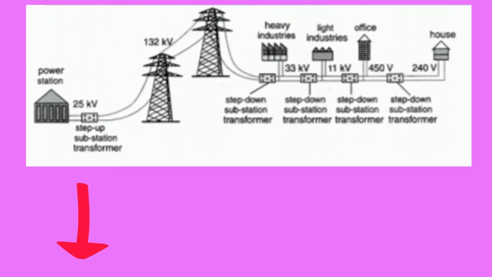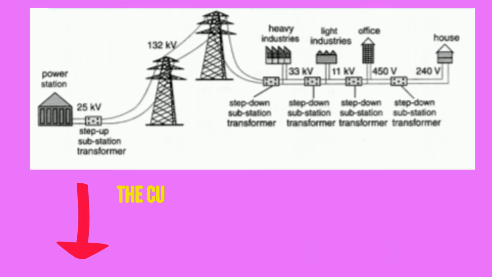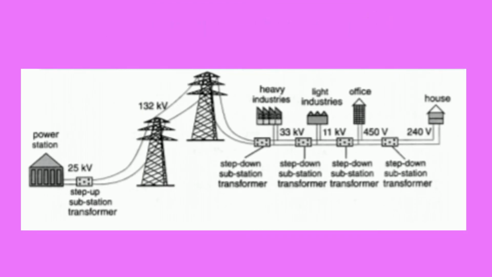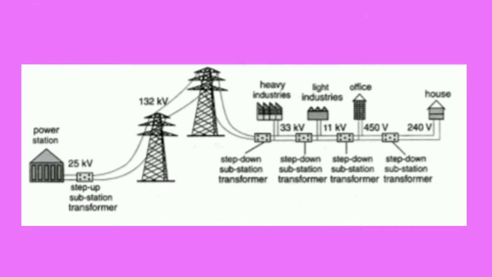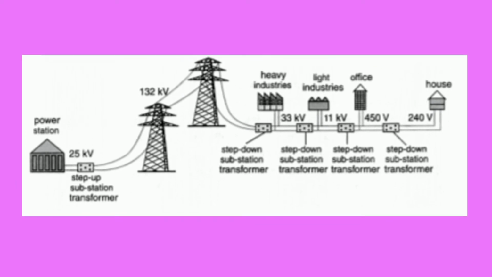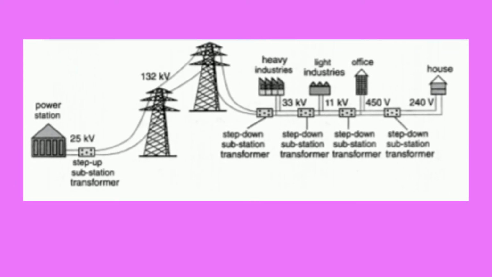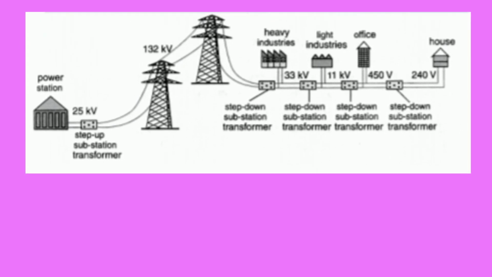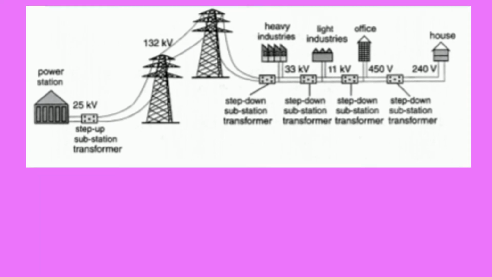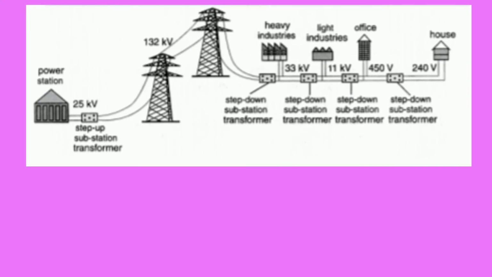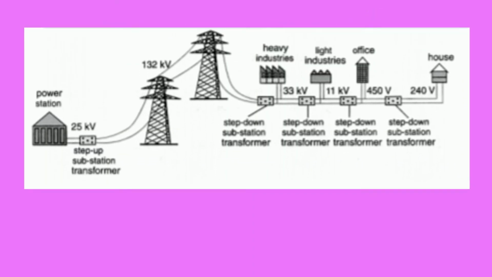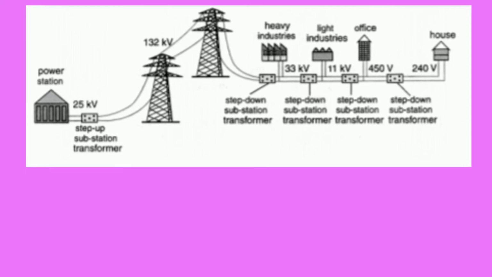The purpose of increasing the voltage to 132 kilovolts is to lower the current flowing through and thus reduce the power loss during transmission. The high voltage in the grid is subsequently reduced by substation transformers for distribution to local users. Heavy industries will be supplied with power at 33 kilovolts. Light industries will be supplied with power at 11 kilovolts. Offices will be supplied with power at 415 volts, while domestic users will be supplied with power at 240 volts.